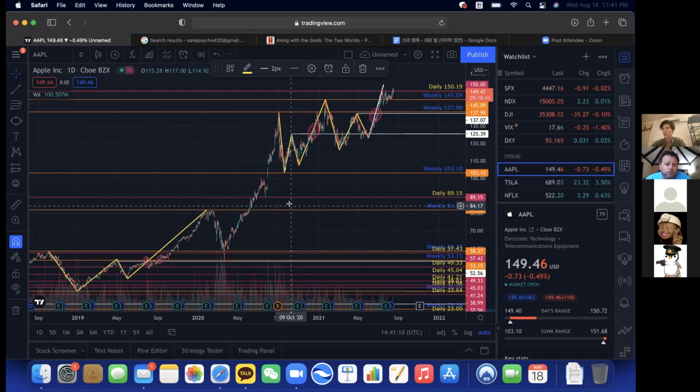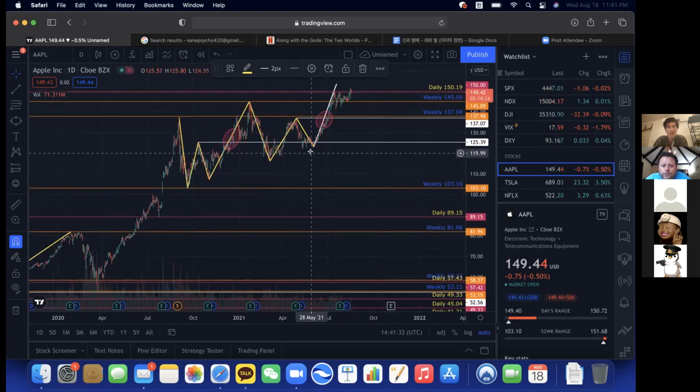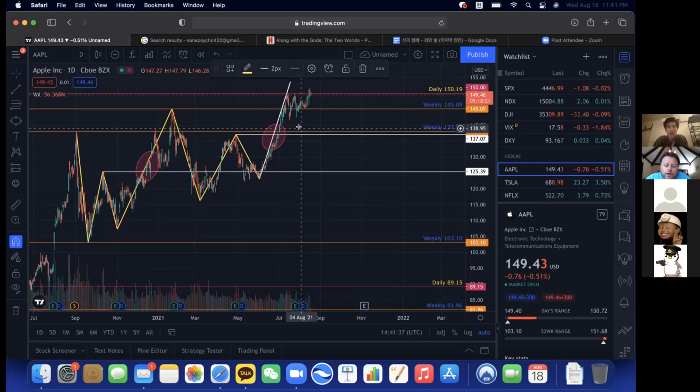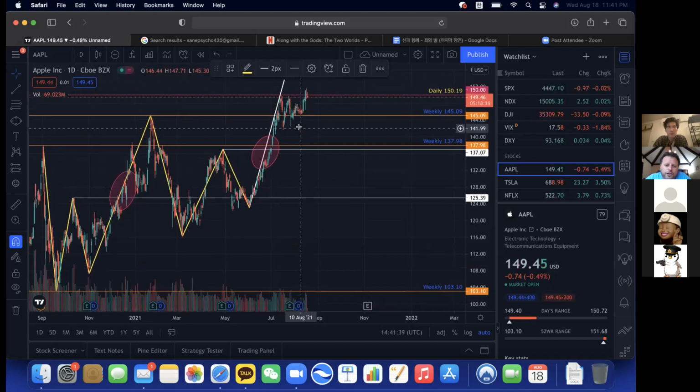But these W's look great. They're respecting the levels. You can see right at the end of the last W at the E point, the higher point, right around there, the price is respecting that weekly level at 145. It just keeps bouncing off that 145 level. And now we're in a range between 145 and 150.